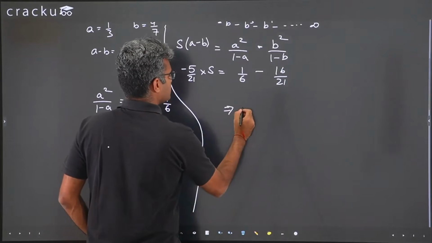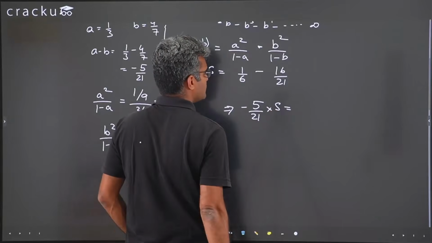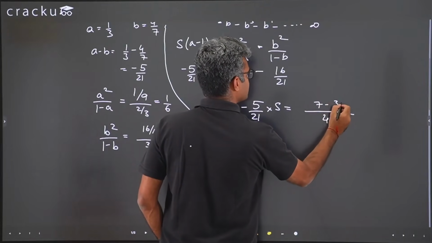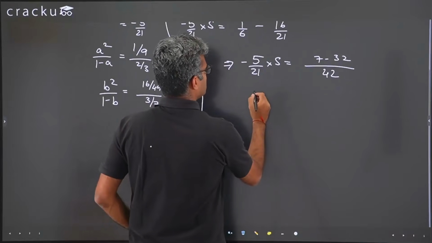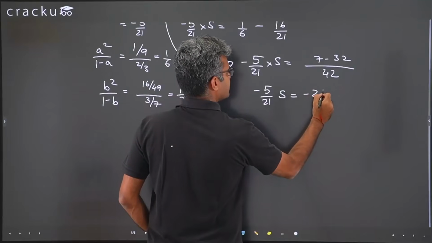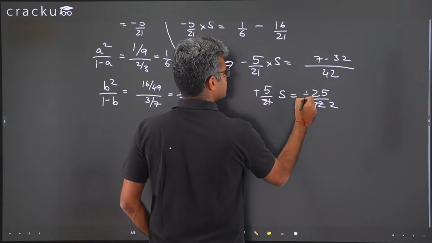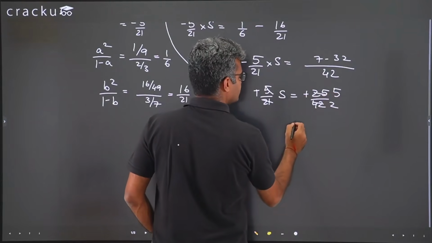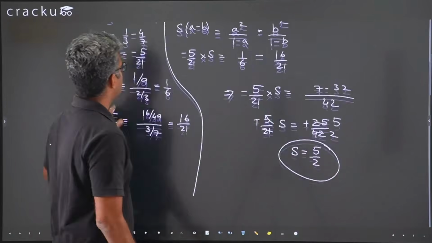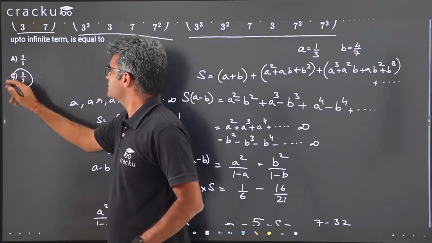This would imply that minus 5/21 into s is equal to (7 minus 32) divided by 42, or minus 5/21 s is equal to minus 25/42. The minus signs cancel, and we get the value of s equal to 5/2. So the answer for this particular question is option C, which is equal to 5/2.